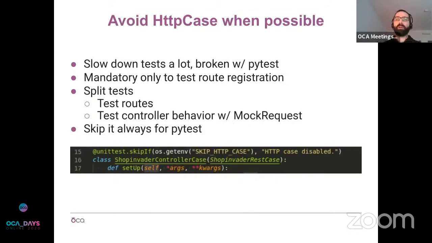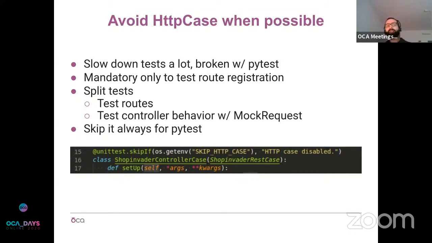So, a quick parenthesis on what I said before regarding the HttpCase. I think you should avoid it when possible. This is because it slows down tests a lot, because when you run it, the test suite has to run Odoo headless to be able to do an HTTP request. So it's slow, and if you are very familiar and always use PyTest, well, it's broken. So we have to find a workaround for it.